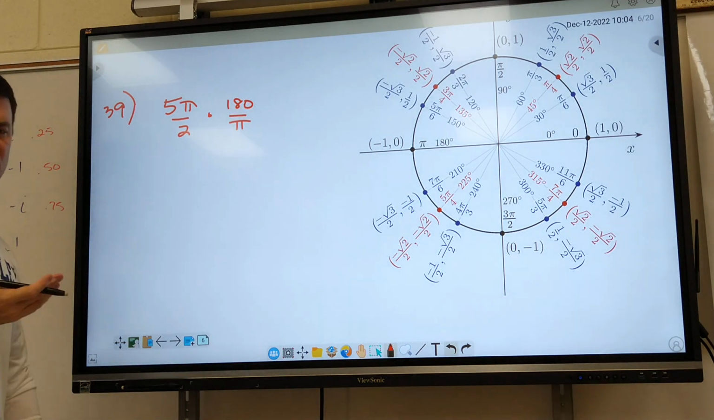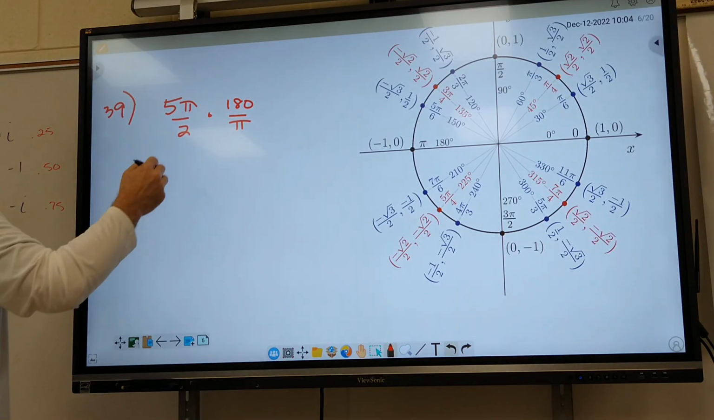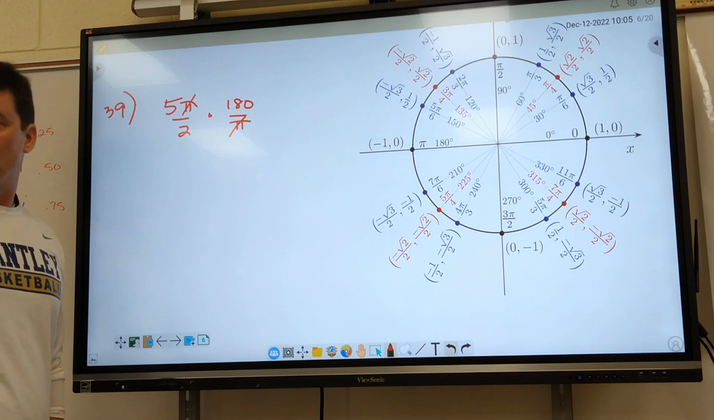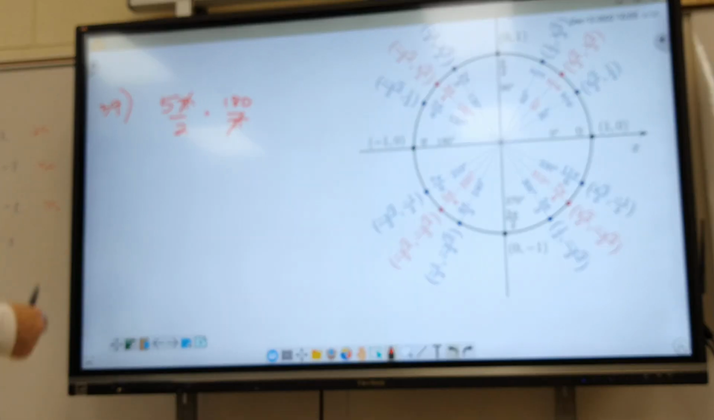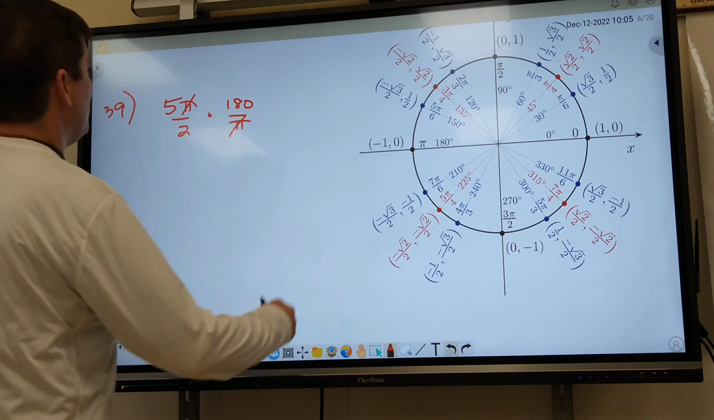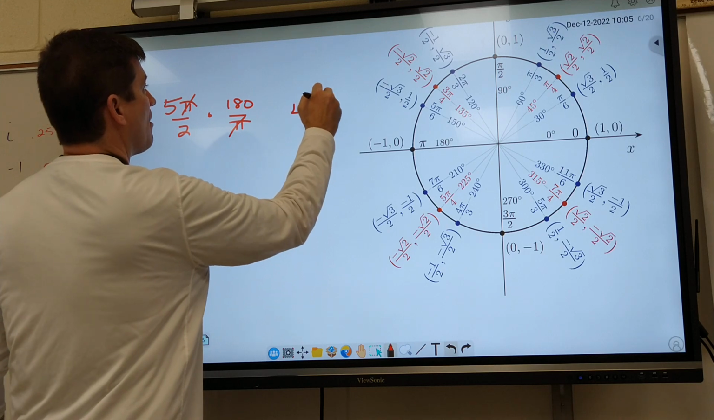And what's the way you can keep that straight, Ariana? Look, I know the pi's have to cancel out. So on this problem, I know it's got to be 180 over pi. Put it in your calculator. 5 over 2 times 180. So you can't put 5 pi over 2 times 180 over pi? You can. The calculator will just cancel it out for you. I got 450 degrees. Somebody check that. Got that.